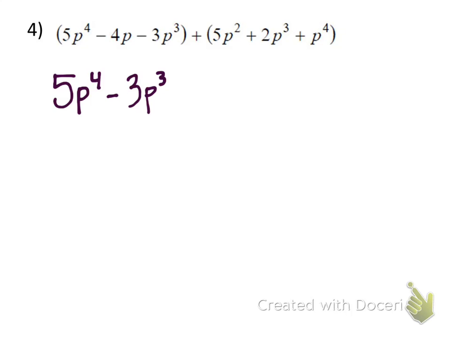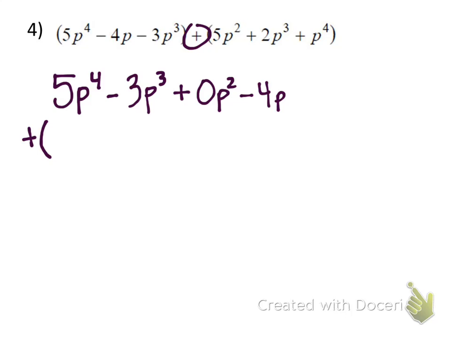We don't have any p to the 2nds in the first trinomial, so we're going to just pretend that there are 0 p to the 2nds, just so we can put a placeholder. It does not affect the value if we add 0 of anything to this trinomial. Then we know that the next exponent is p to the 1st, so we have minus 4p, and there are no constants in this problem, so I'm not going to worry about adding any constants. Then I look at my operation, which is a plus sign, open parentheses.